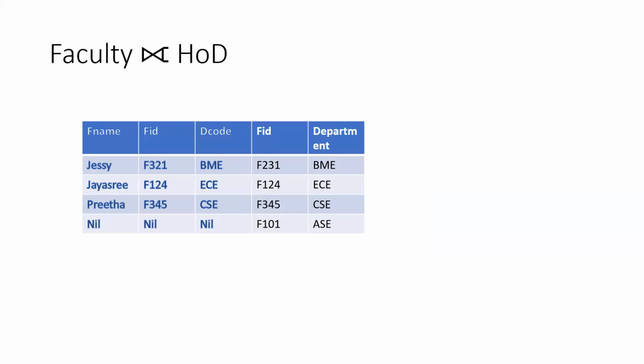In the right outer join, this tuple is present: F101 ASE department, with faculty name null, faculty ID null, and department code also null. Suppose a new faculty is joining the ASE department, then that faculty can be assigned the faculty ID F101.